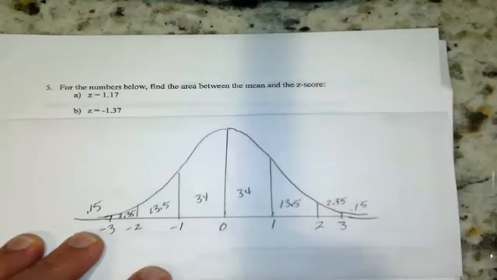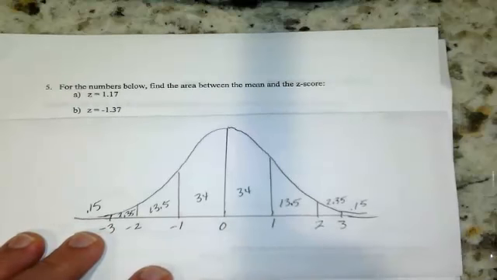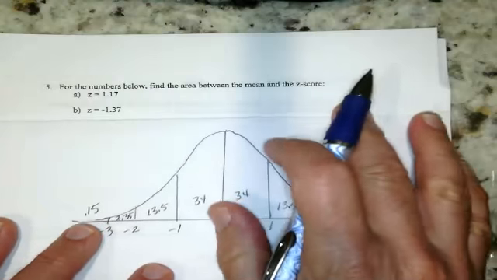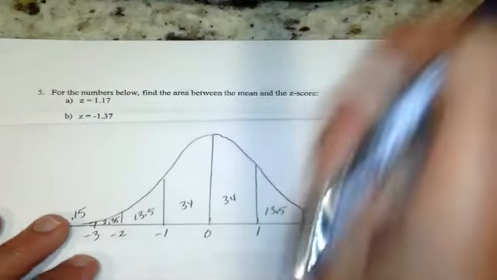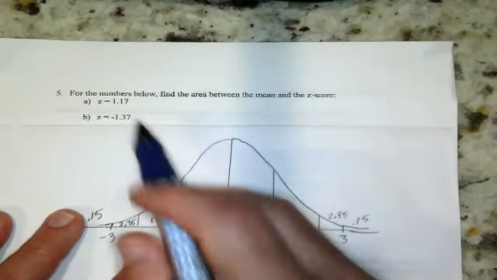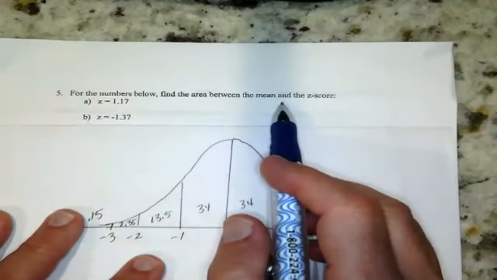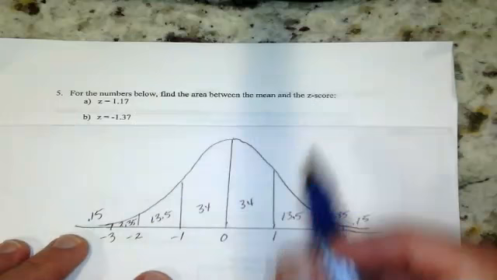So this is part 2 of determining z-scores and using the empirical rule and determining percentiles and various things. So here we go. From the numbers below, we're going to find the area between the mean and the z-score.